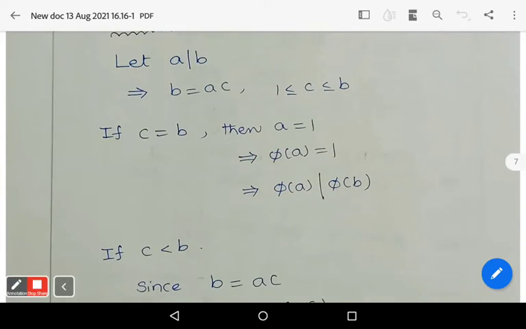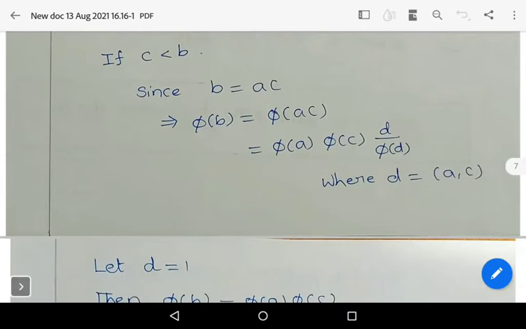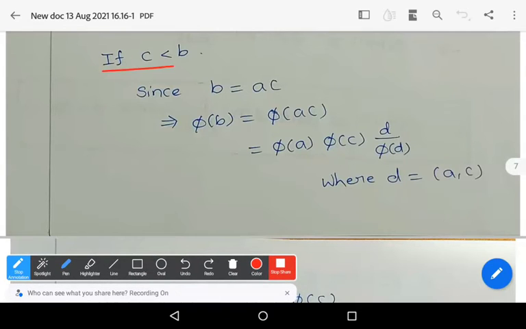That's it. Assume that c is less than b. If c is less than b, then what happens? Let us take c less than b.